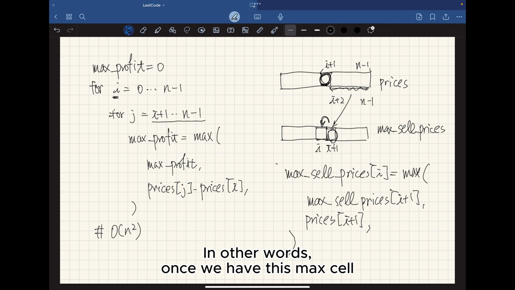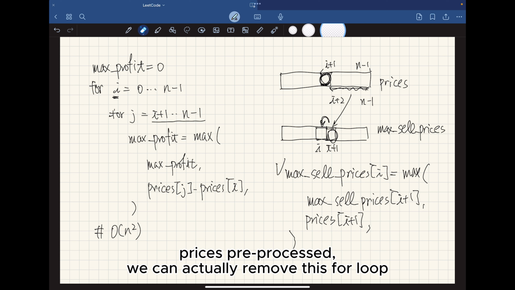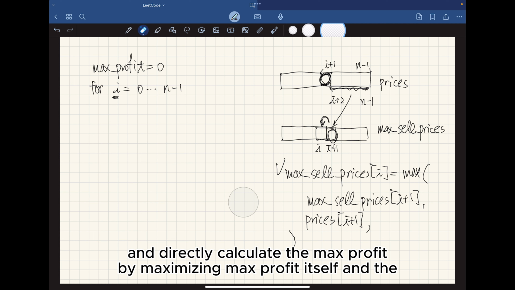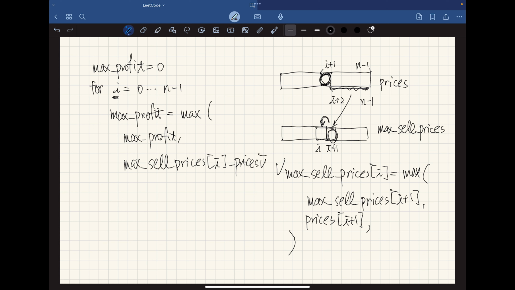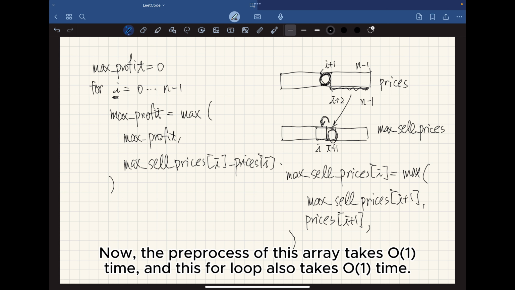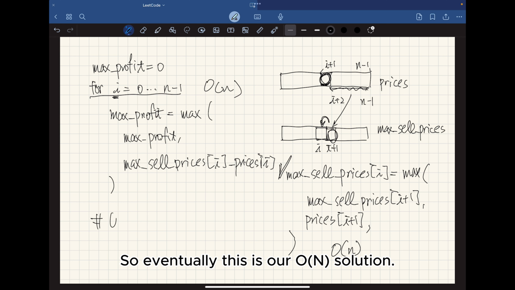In other words, once we have this max sell prices preprocessed, we can actually remove this for loop and directly calculate the max profit by maximizing the max profit itself and the max sell prices at i minus prices i. Now, the preprocess of this array takes O(n) time, and this for loop also takes O(n) time. So eventually, this is our O(n) solution.